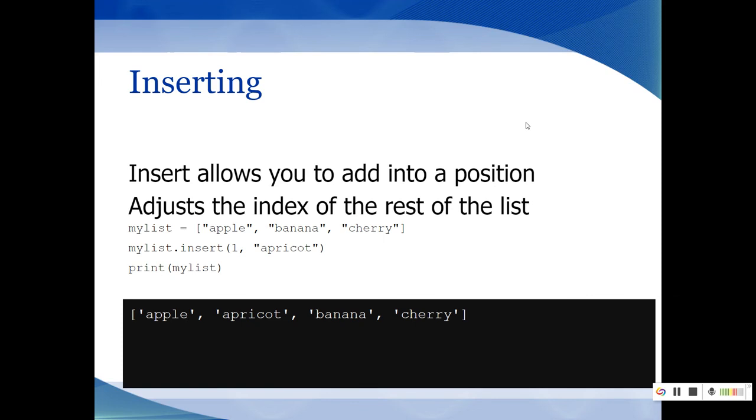Now, insert is a little different than append, because insert allows you to specify where you want the item in the list. So in this case, we have apple, banana, and cherry. And I'm going to add apricot to the 1 position. So banana used to be in the 1 position, but it put apricot in the 1 position and then shifted everything. So insert still adds to the list. It just adds in a particular position and shifts the rest of the items over to make room for it.